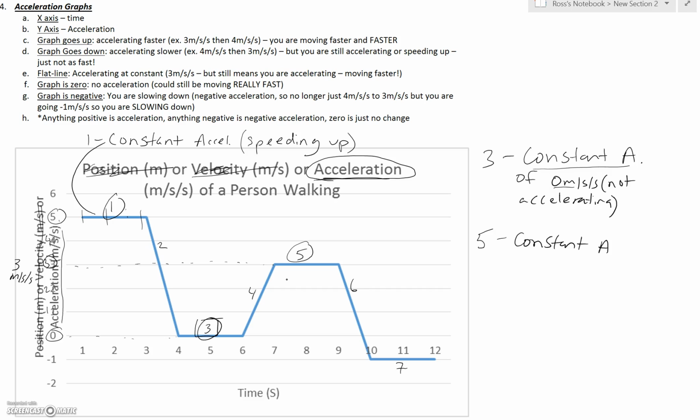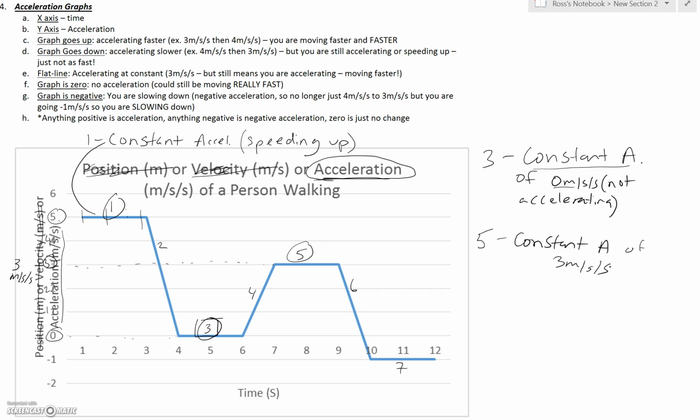If we're lower on the y-axis, it means that our jumps are getting smaller. We're going up by 3s rather than by 5s over here. Okay, constant acceleration of 3 meters per second, meaning every second we're going up by a jump of 3 meters per second.